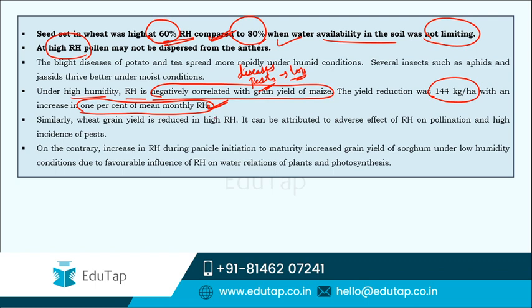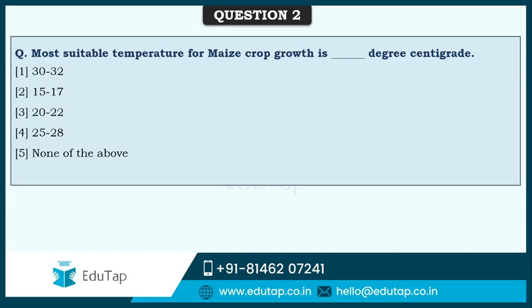These are all examples based on various studies conducted in agricultural universities. Similarly, wheat grain yield is reduced at high relative humidity, because pollen dispersal will be affected by the humid or moisture conditions. On the contrary, an increase in relative humidity from panicle initiation to maturity increased grain yield in sorghum. So very few crops will be able to thrive in those conditions. So this is about relative humidity and a few examples related to that.